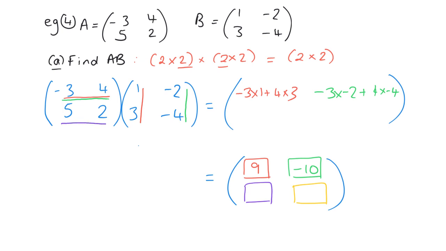The purple one then is in the second row and the first column. So we multiply the second row by the first column. So that's 5 by 1 plus 2 by 3. So that's 5 plus 6, which is 11. And the yellow one then is in the second row and the second column. So we multiply the second row by the second column. So that's 5 by minus 2 plus 2 by minus 4. So that gives us minus 10 minus 8, which is minus 18.